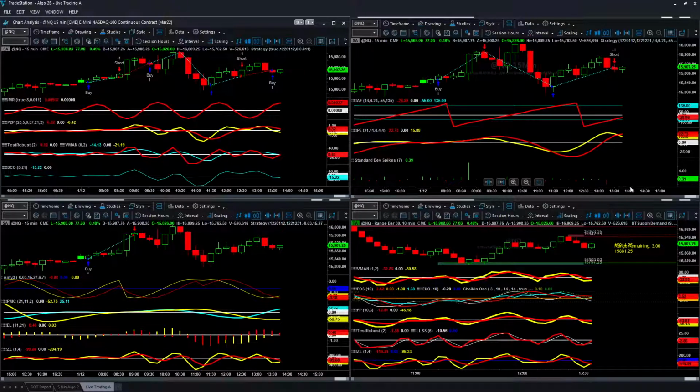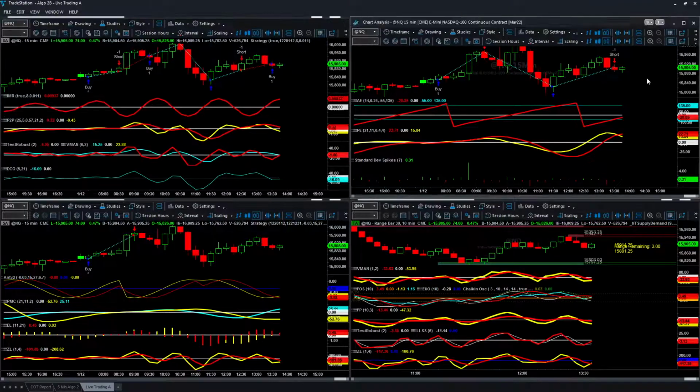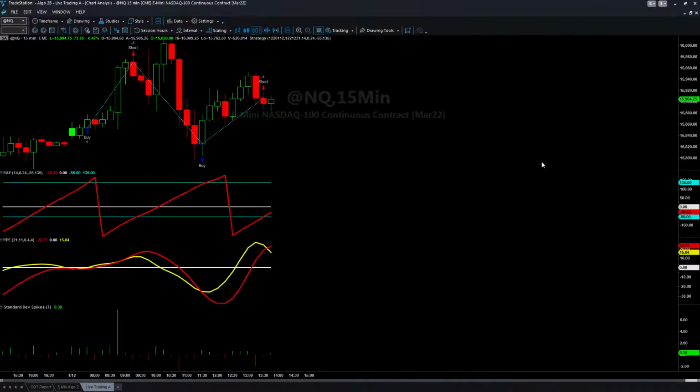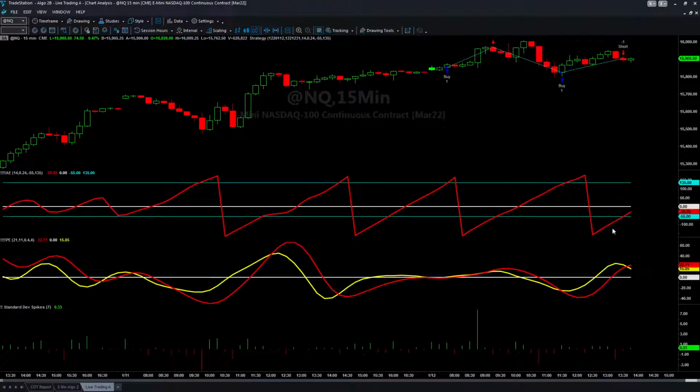There's hardly any movement in this spike indicator. It's like 0.40 is nothing right now. Very, very small. Minuscule move. Here, I'll blow this up for you guys. There you go. Boom. Pow.